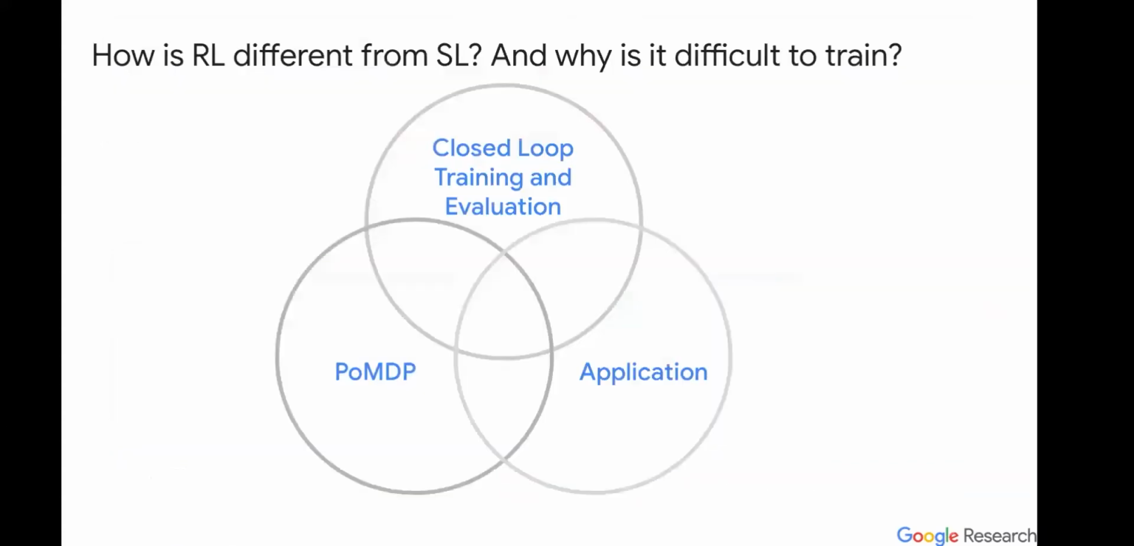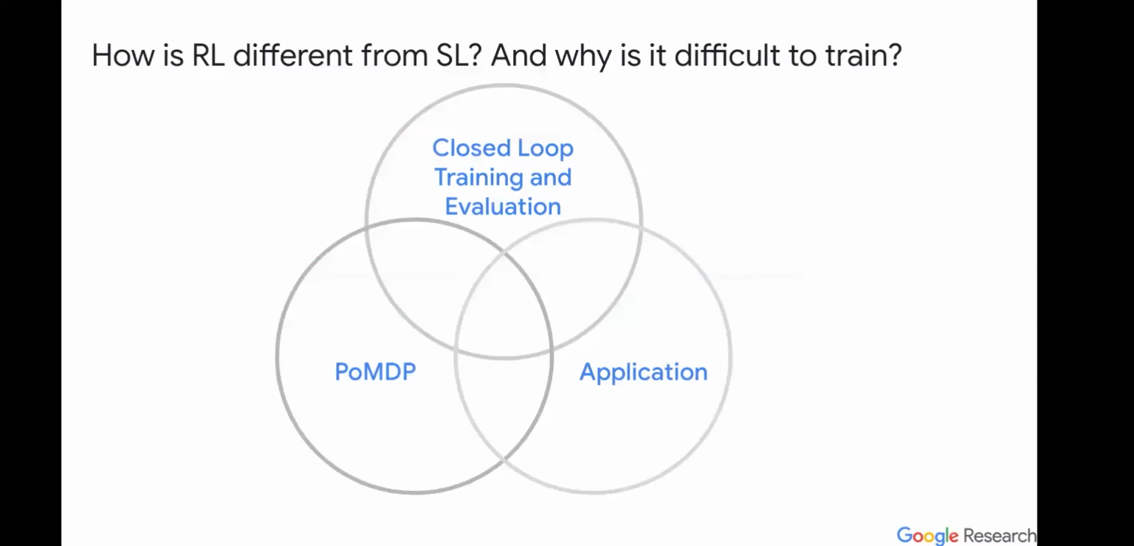But looking into how reinforcement learning is fundamentally different from supervised learning, there are three areas. First off, we have this closed loop training and evaluation. We're collecting the data, right? And then we're training on that and so on.